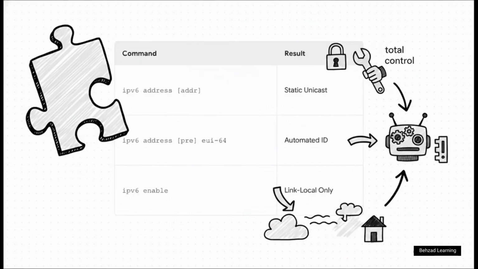Depending on your specific needs, you now have a complete toolkit at your disposal. You can manually dictate a static address if you want total control. You can automate the host portion with the EUI-64 cheat code. Or for private connections between routers, you can rely entirely on those link-local FE80 addresses. It just gives you total flexibility.